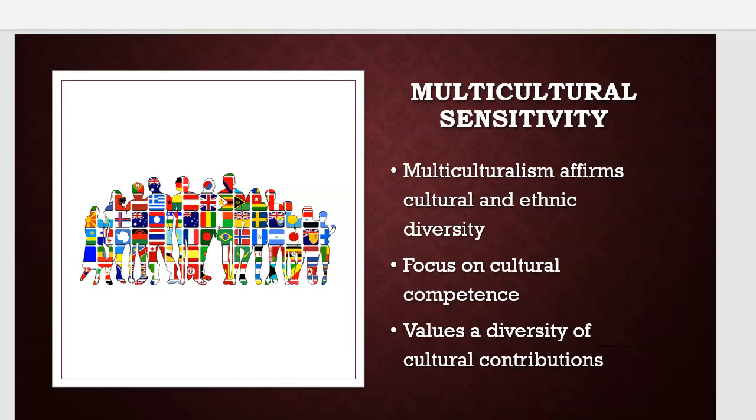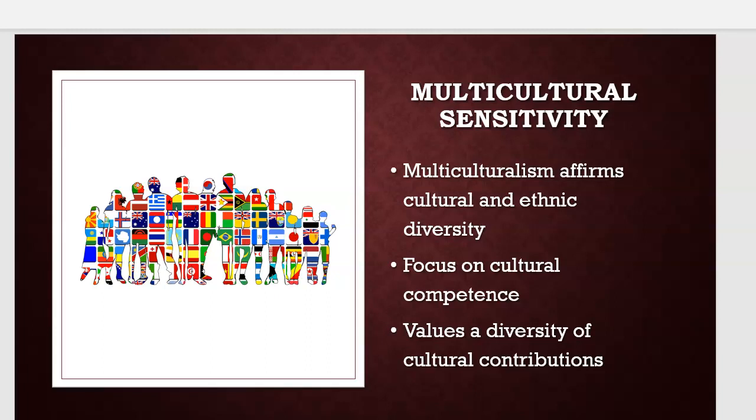So the chapter reviews several concepts and theories. The first concept is that of multiculturalism and multicultural sensitivity. So what this term means is that it acknowledges and affirms that there is cultural, racial, and ethnic diversity. So the focus is on having a sense of cultural competence, on working with clients from different cultural groups and who hold various cultural identities. And the main point of multiculturalism is that it values and celebrates the diversity of cultural contributions in our society.